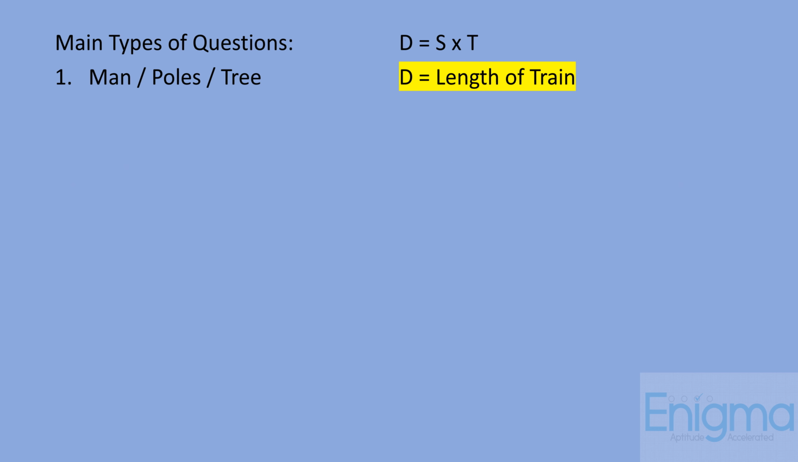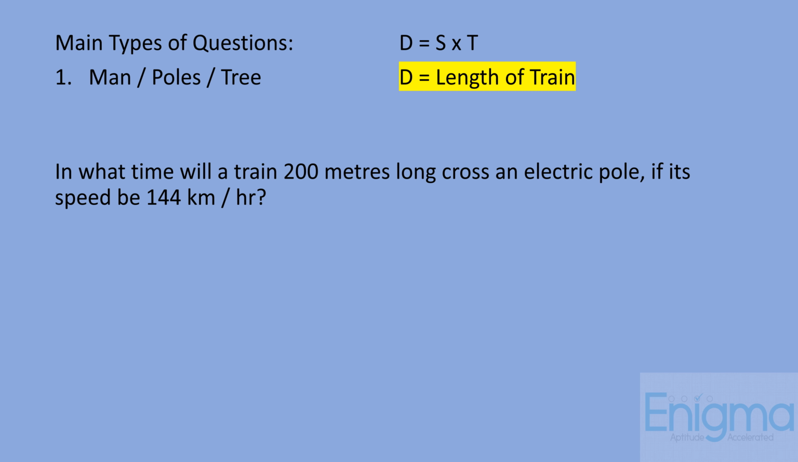Let's take another example of the first type. In what time will a train 200 meters long cross an electric pole if its speed be 144 kilometers per hour? Now always try and pay attention to the units. The train is 200 meters, whereas the speed is 144 kilometers per hour. So we will have to convert the speed into meters per second. So therefore 144 into 5 by 18, we get the answer as 40 meters per second.